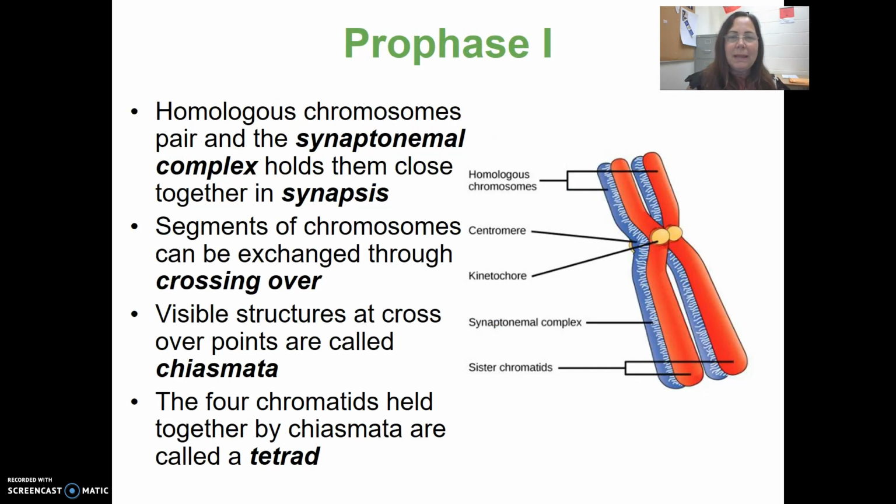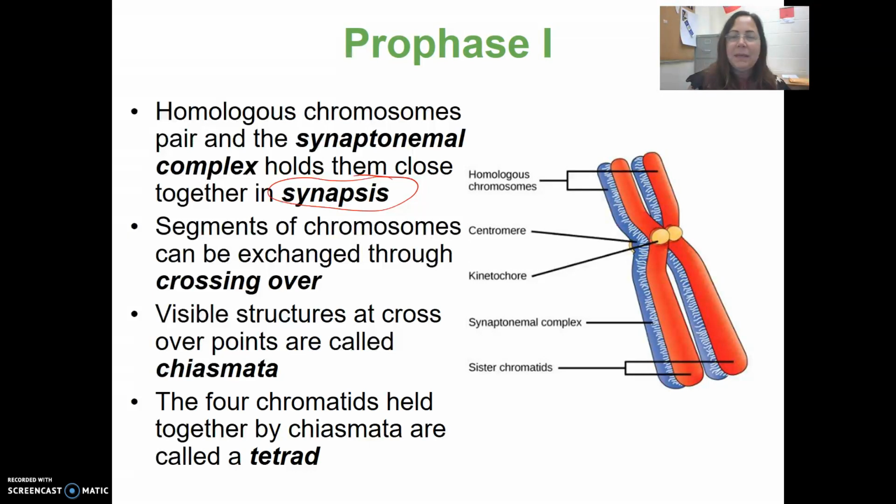However, in prophase 1 of meiosis 1, here's where the difference comes in. You still have the nuclear envelope disappearing and the spindle fibers beginning to emerge from the centrosomes, and the chromatin condenses and forms chromosomes. But what's going to happen in prophase 1 is a process called synapsis, where the homologous chromosome pairs, each of the 23 pairs, find each other and match up, and that is called synapsis.